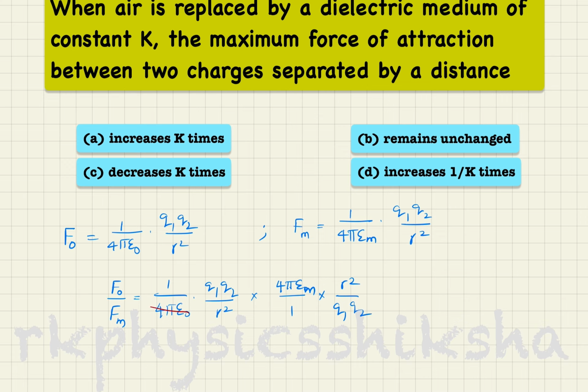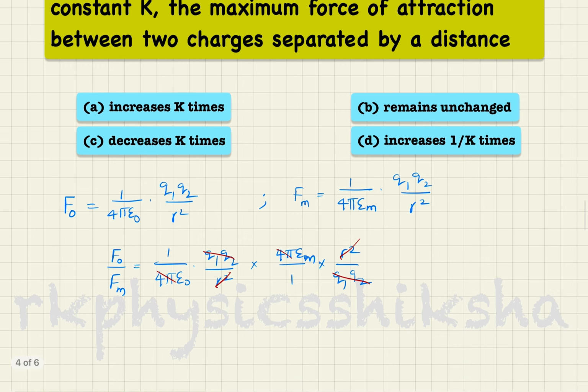So here 4 pi, R square, Q1, Q2 will get cancelled out. So we will be remaining with F naught by Fm is equal to epsilon m by epsilon naught, where epsilon m is the permittivity of the medium, which we can equate to the dielectric constant K. It is the ratio of force in air divided by force in medium, or you can also write it as the ratio of permittivity of the medium by permittivity of air. So this is the K value.